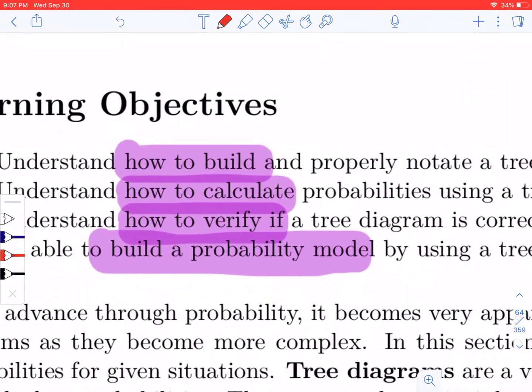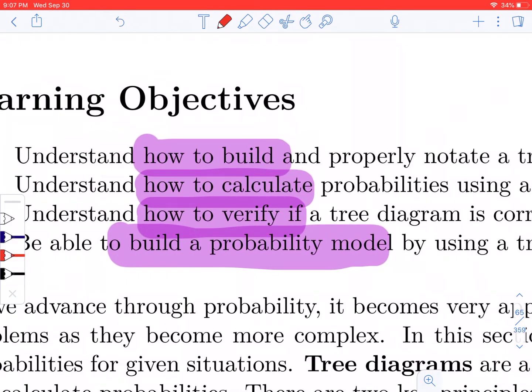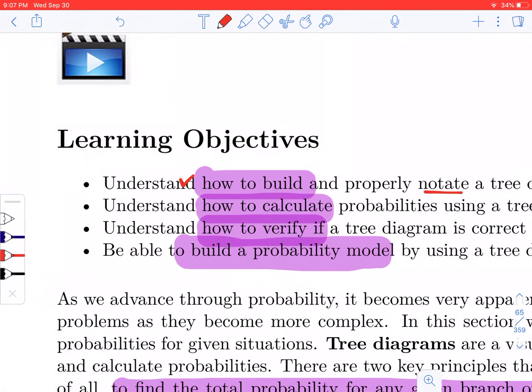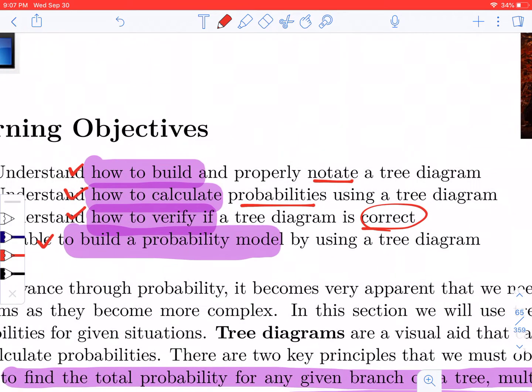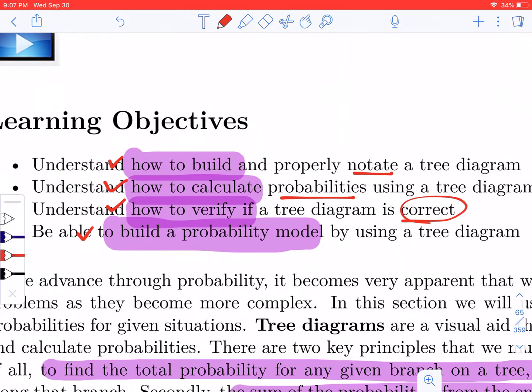All right, a couple things here. How do we build and properly notate, meaning to write, a tree diagram? How do we calculate probabilities using that same tree diagram? And again, is the tree diagram correct or not? How do we know? How do we verify? And finally, being able to build a model by using a tree diagram. That's just basically laying out all our work when we're done.